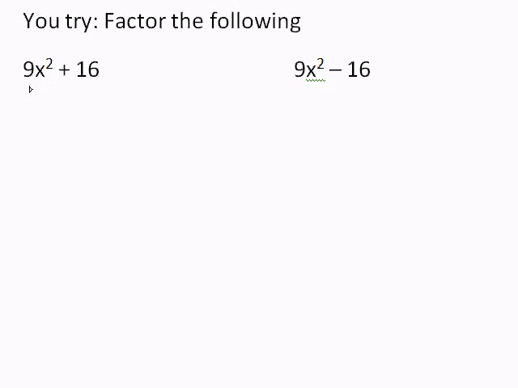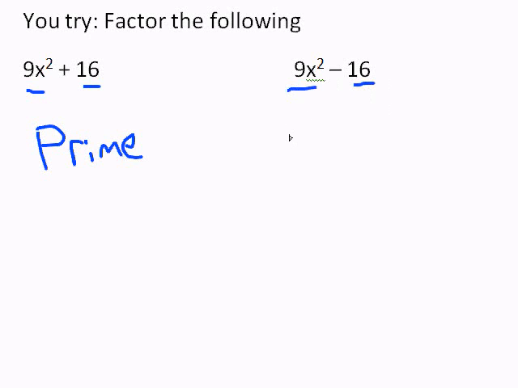Now for the first one, you notice you do have two terms that can be square rooted, but they're separated by a plus sign. And we're never going to be able to add two numbers to give us 0x's in the middle if this is a plus 16. Now, I know you probably could have tried that out, but in the end, you're going to find out that this one is prime. Now over here, we've got 9x squared minus 16. It's a little bit different.